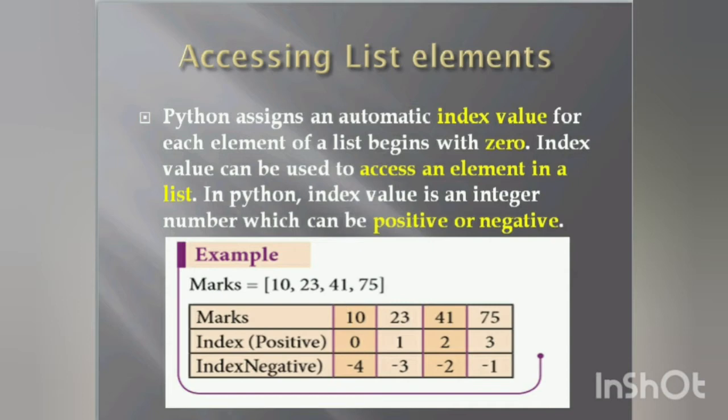By using this index value, you can access an element in a list. In Python, index value is an integer number which can be positive or negative. Now look at the example.